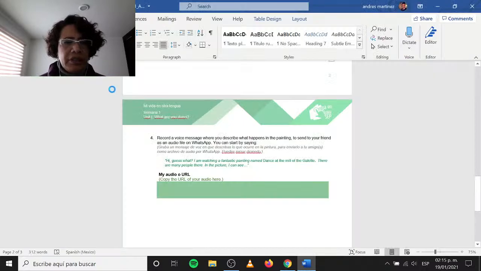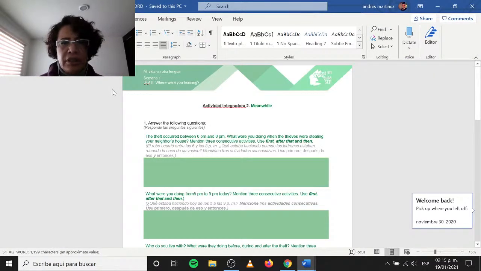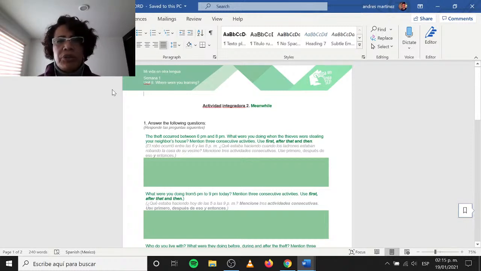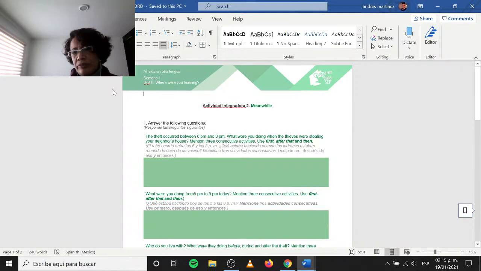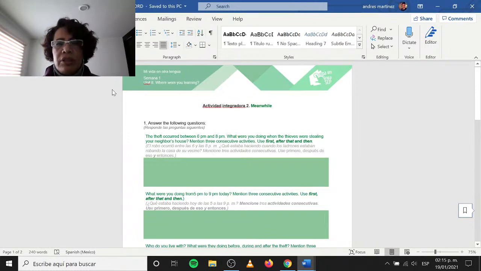Download the format. Okay. Answer the following questions. The theft occurred between 6 p.m. and 8 p.m. What were you doing when the thieves were stealing your neighbor's house? Mention 3 consecutive activities. Use first, after that, and then. Remember that these are linking words and they help you give sequence. Also, prepositions of time to give sequence to what you are saying. Okay? And in this case, you are not going to use present continuous. You're going to use past continuous because it says, what were you doing when the thieves were stealing?